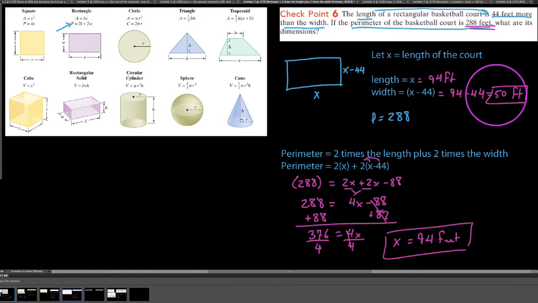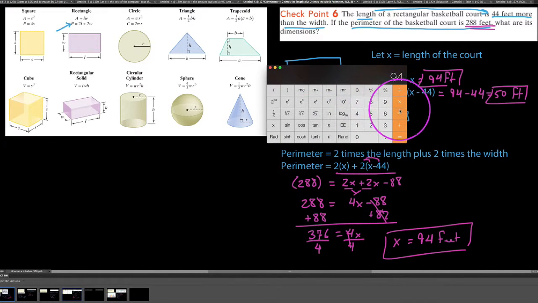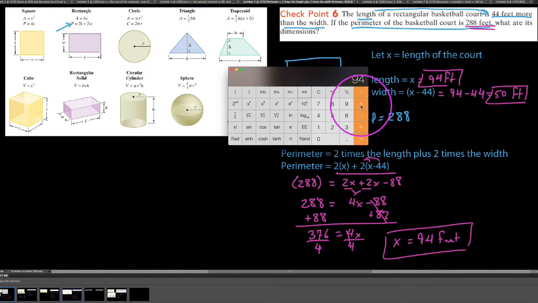So just to check this in the context of the problem, not in the equation that we came up with here, but if I were to say now the perimeter is 288 feet, and the length is 44 feet more than the width, I can see that this 94 is clearly 44 more than our width here. And also, if I were to take 2 times our length there, which would be 2 times our 94, so we have 94 times 2.